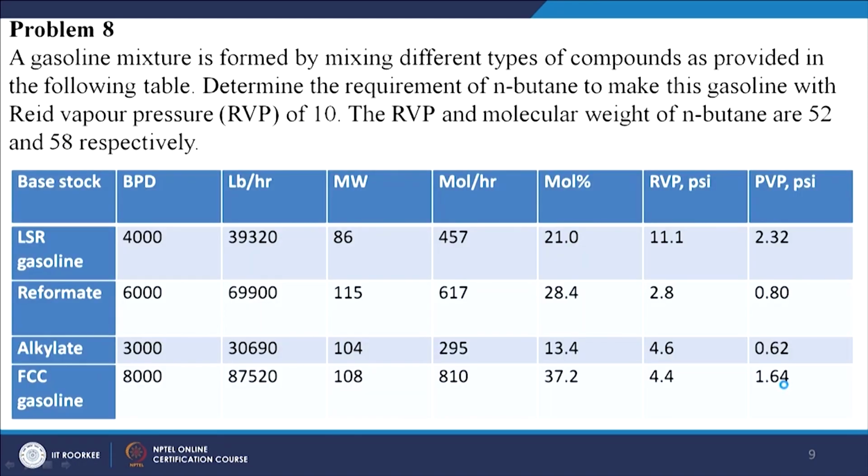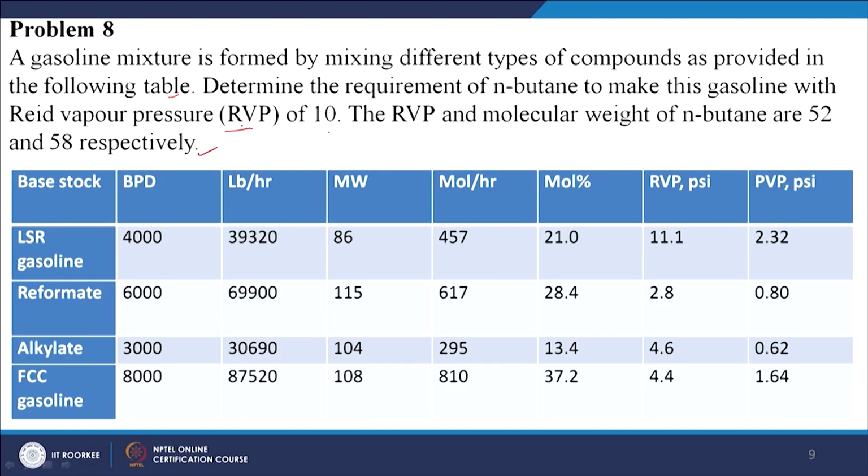Next problem says a gasoline mixture is formed by mixing different types of compounds as provided in the following table. Determine the requirement of n-butane to make this gasoline with Reid vapor pressure RVP of 10. The RVP and molecular weight of n-butane are 52 and 58 respectively.